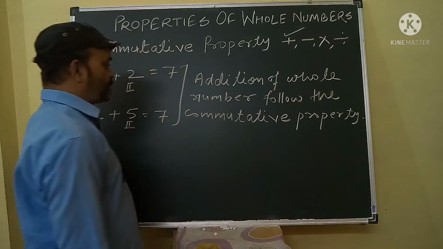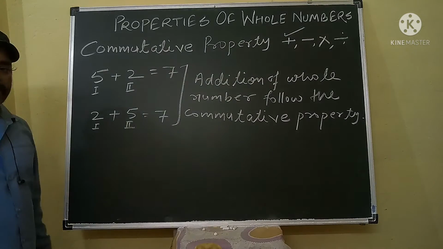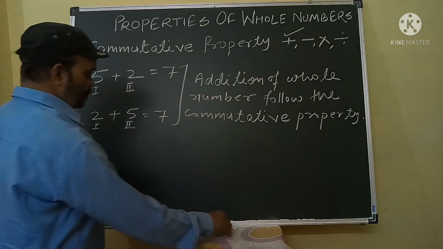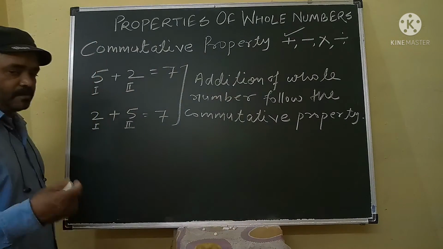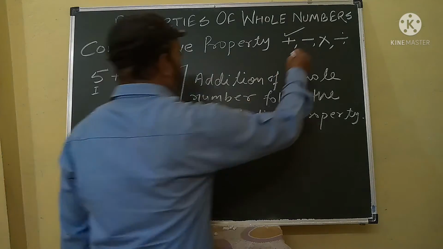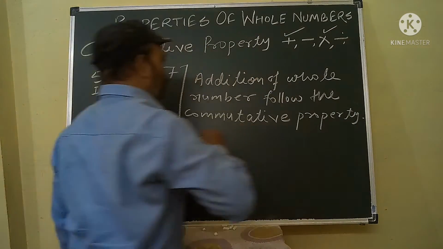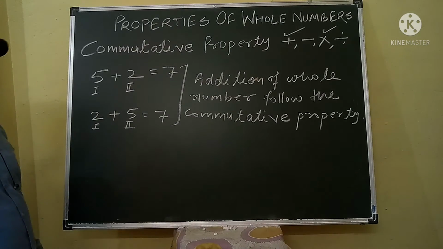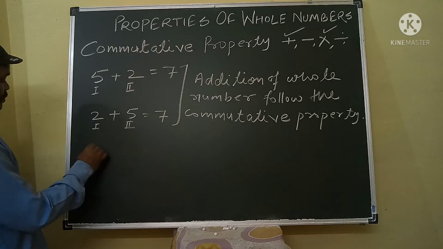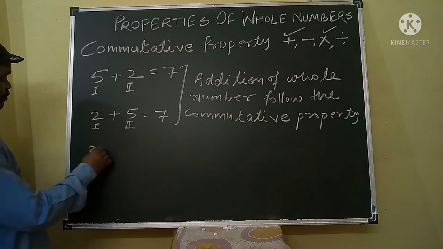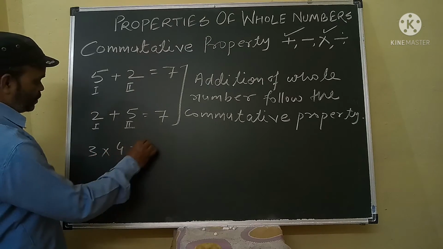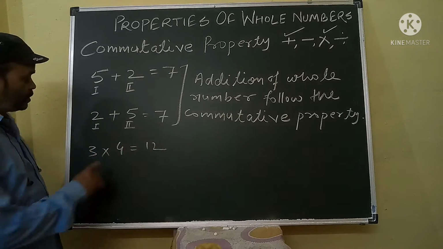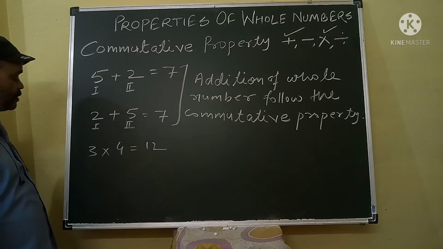Addition of whole numbers follows the commutative property. Now we will discuss multiplication. Look here, I want to give you some examples. Suppose this is 3, a whole number. 3 into 4 is equal to 12. 3 fours are 12.